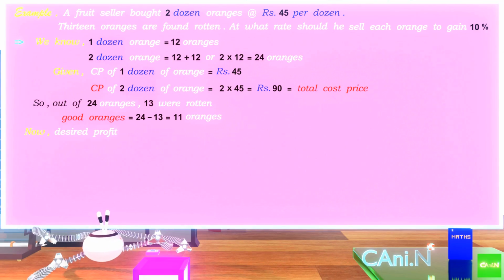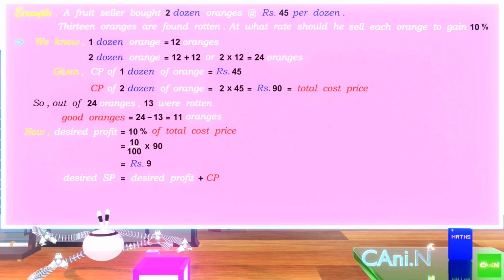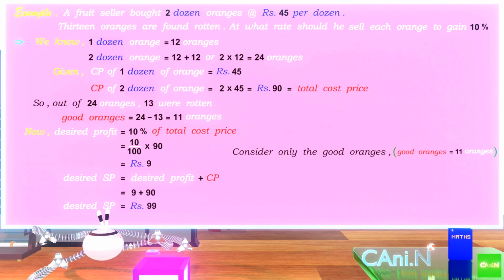Now, desired profit equals 10% of total cost price, equals rupees 9. So, desired selling price equals desired profit plus cost price, equals rupees 99. Now, only the good oranges can be sold.